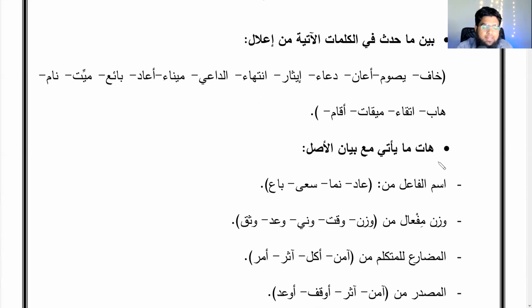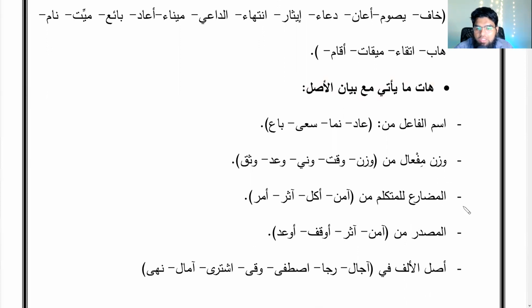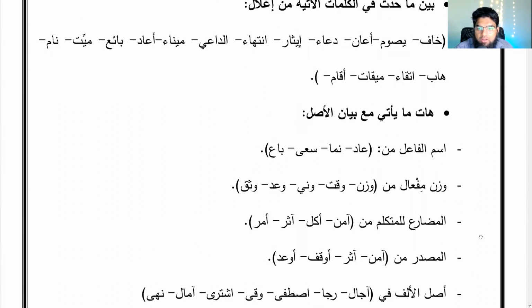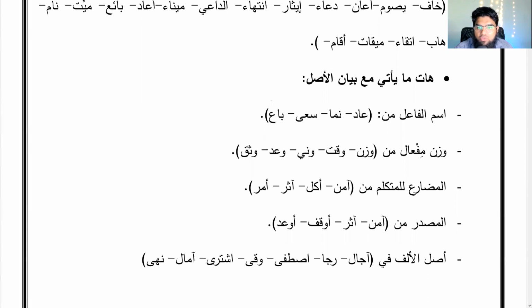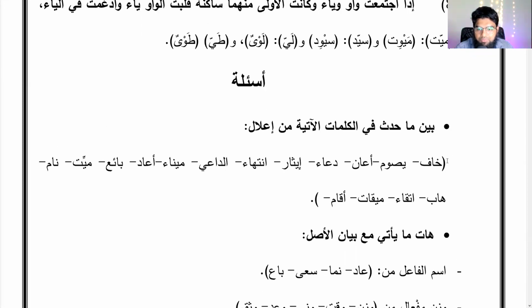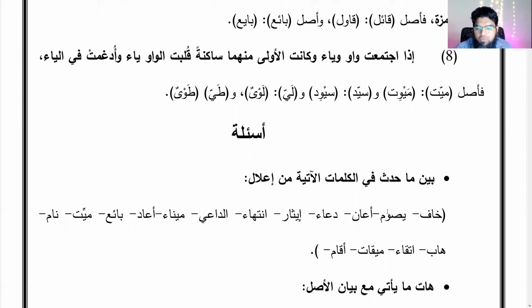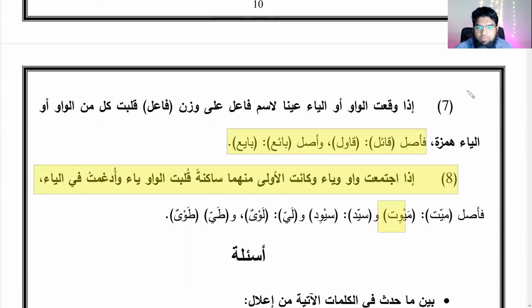Then the second exercise is hati ma yati ma bayan al-asl. Give from the following and explain the asl also. Ism fa'il. This is the next rule, and mif'al and all this. We didn't do it till now. So you can do the first exercise, inshallah. I think this one is the first four rules, most of them.